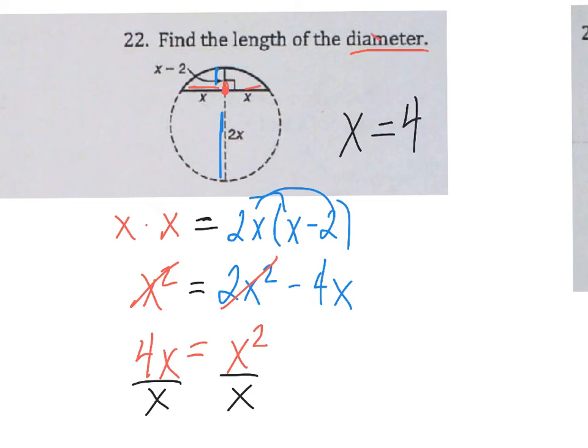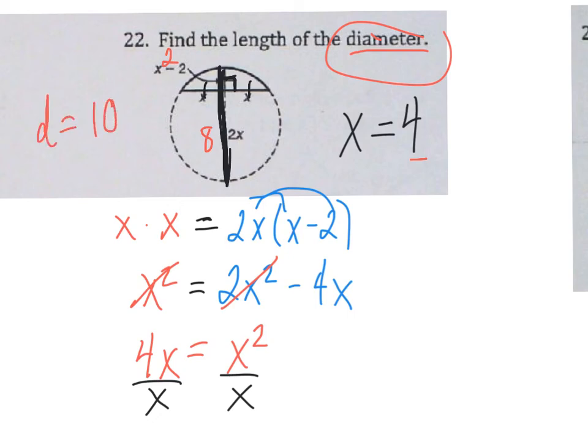But what they really cared about is the diameter. Well, in my picture, since these two are perpendicular and this chord is bisected, that tells me that this segment running vertical is the diameter of my circle. So if x is 4, this lower piece is obviously going to be 8, and then this top piece is just going to be 2. So my diameter is going to equal 10.